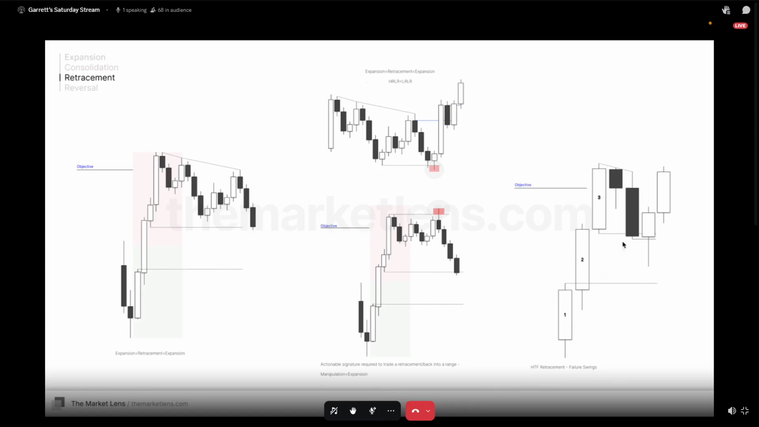So how do you trade from a key level, right? Just retracement into a fair value gap and expansion. You wait for a swing formation, right? A candle 2 closer, that's the reversal signature, to then continue that expansion away from that fair value gap.